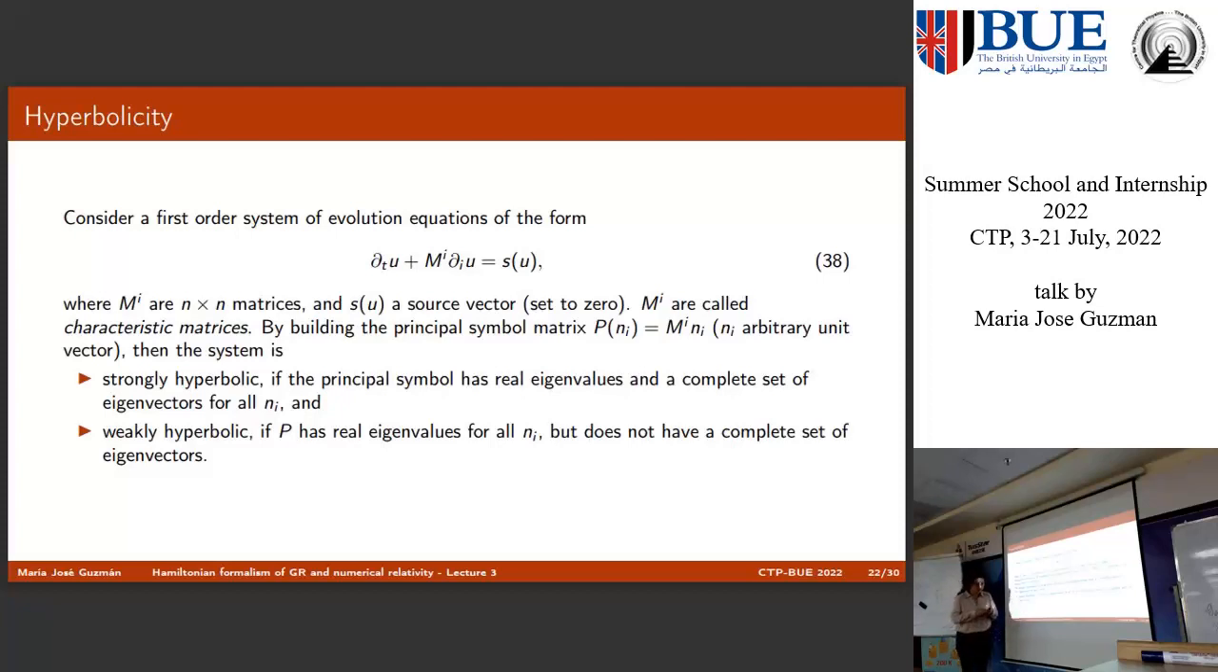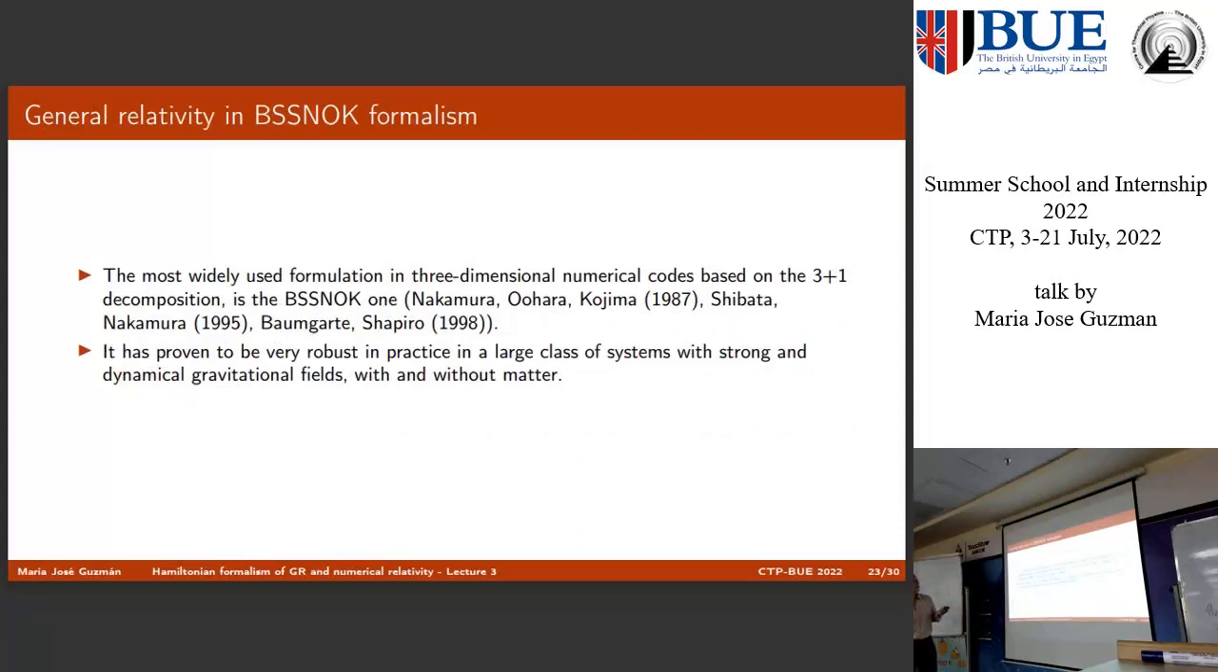Yeah? And that's a problem with general relativity. General relativity in the ADM formulation is of this kind, and we would like to find a system of differential equations of this kind. And for that, the most widely used formulation in three-dimensional numerical codes is based on the BSSN-OK formalism.